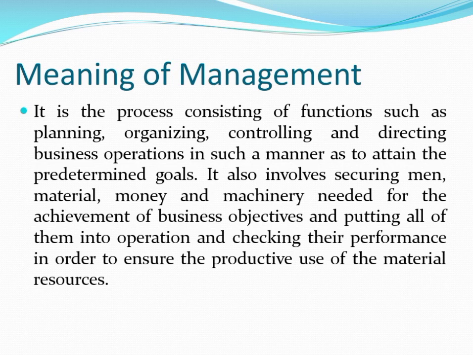Here you can clearly understand what predetermined goals means: the goals that have been set by the management to attain its objective. The manner means the form in which they want to attain their goals. Business operations means the manufacturing sector, whether it has a profit motive or a non-profit motive. How can business operations attain the predetermined goals? By planning, organizing, controlling and directing.